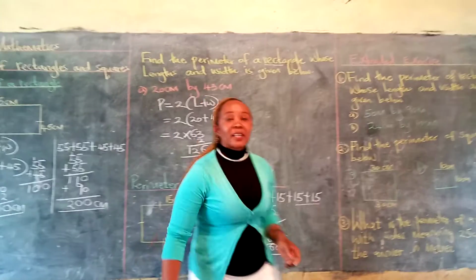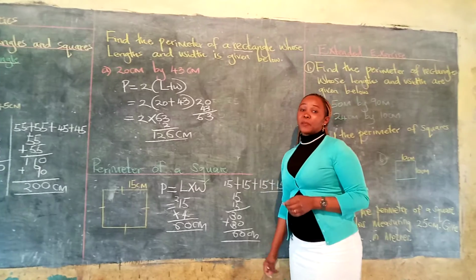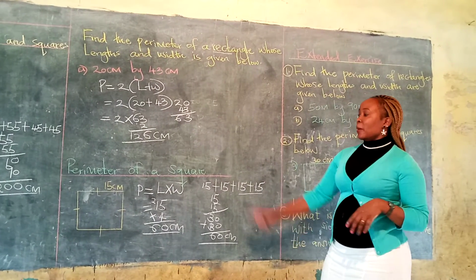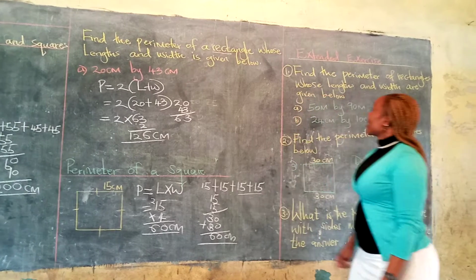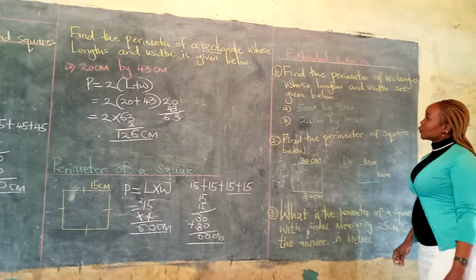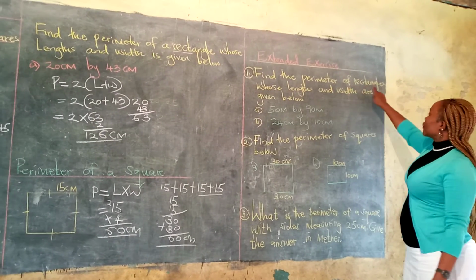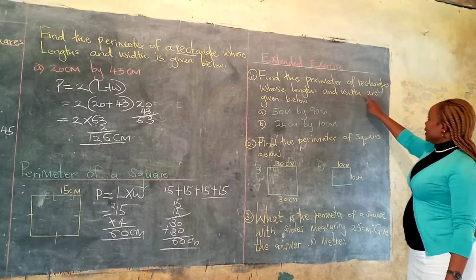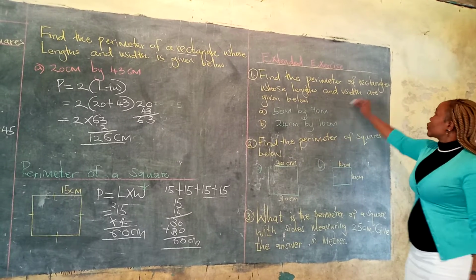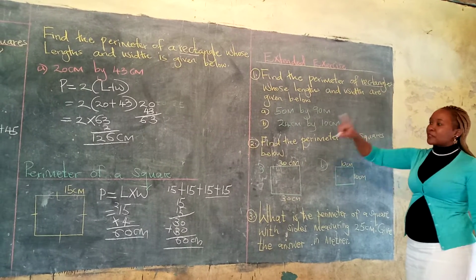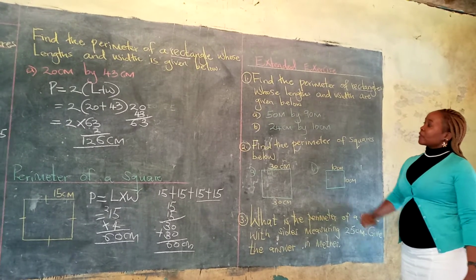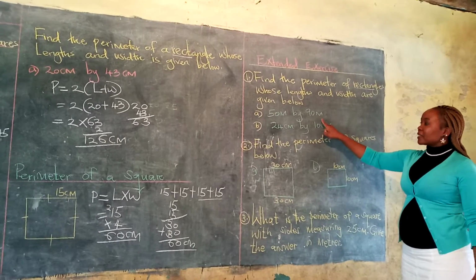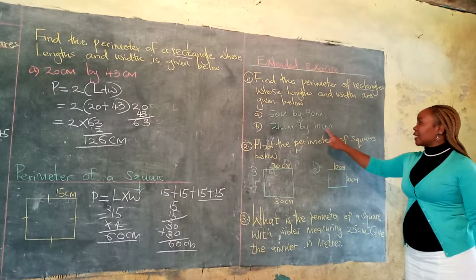I hope you have known how to calculate the perimeter of rectangles and the perimeter of a square. The perimeter of a rectangle, we say it is 2 in bracket, length plus width. The perimeter of a square is length times 4. So I have an extended work for you here to do. Number 1, find the perimeter of rectangles whose length and widths are given below. Note what we have said there in our example. So you do those 2 questions. A, 50 meters by 90 meters. B, 24 centimeters by 10 centimeters.